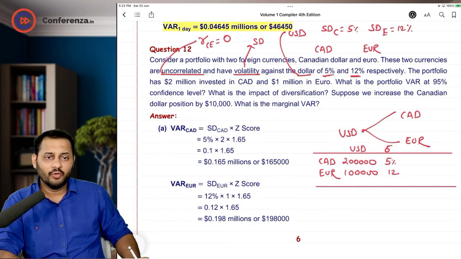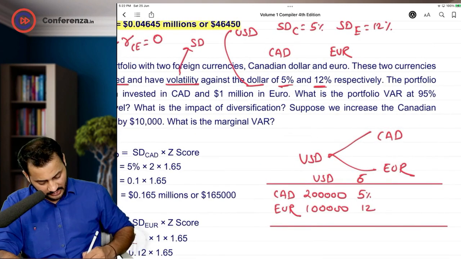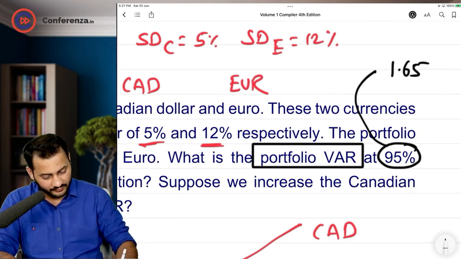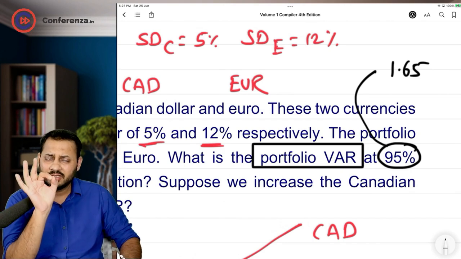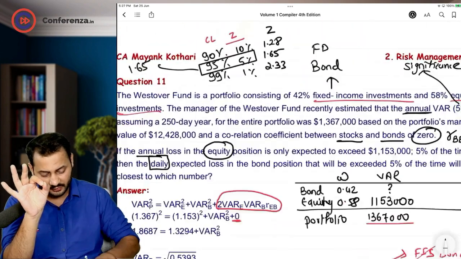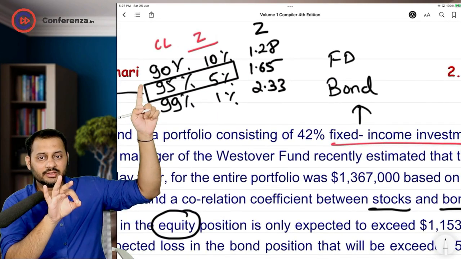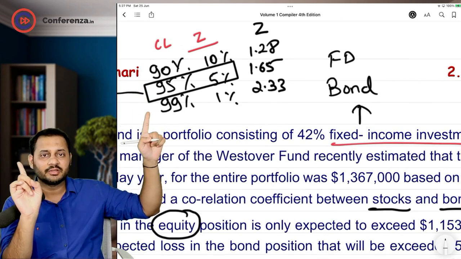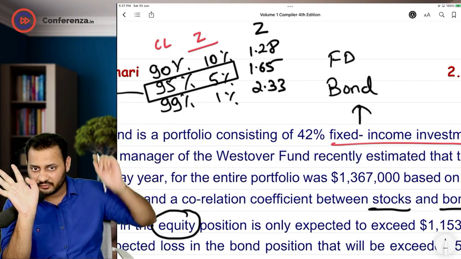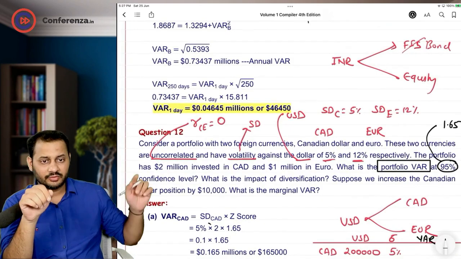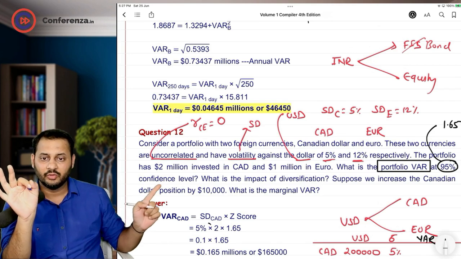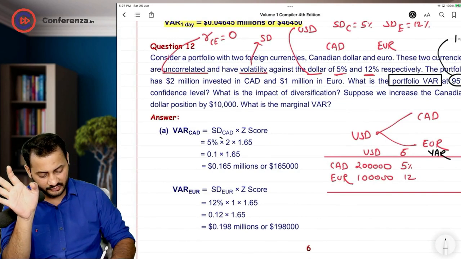What else is given to us? What is the portfolio VAR at 95% confidence level? The moment you see 95% confidence level, the Z is 1.65. There are three standard numbers for confidence level used in the entire market. For 90% confidence level, the Z-score is 1.28, for 95% it is 1.65, and for 99% it is 2.33. So we have 1.65. Now, what they are asking us to calculate is the portfolio VAR at 95% confidence level. What is the impact of diversification? We will look after it.